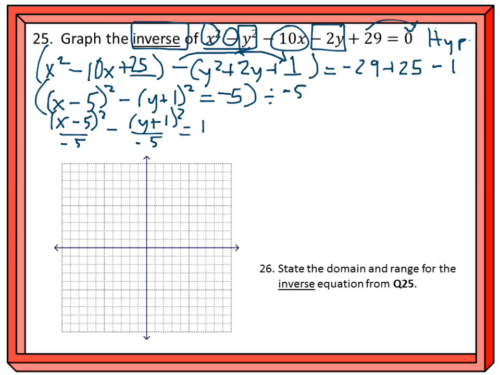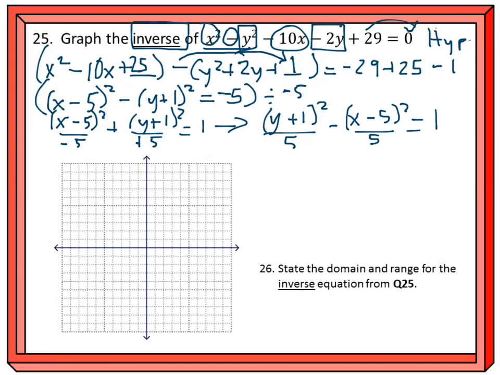So I can see here that these double negatives with the y's are going to cancel out and make it positive. So I need to switch the order of this and put it y plus 1 squared over positive 5 minus, not a y, come on, okay, x minus 5 squared, also over 5, is equal to 1. Okay, so that's the original equation.